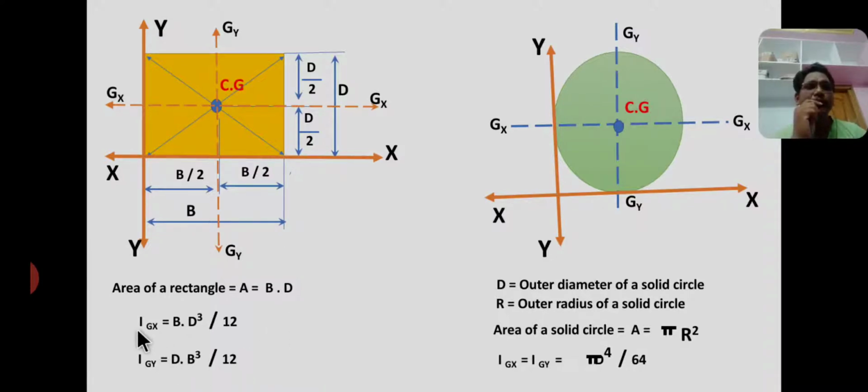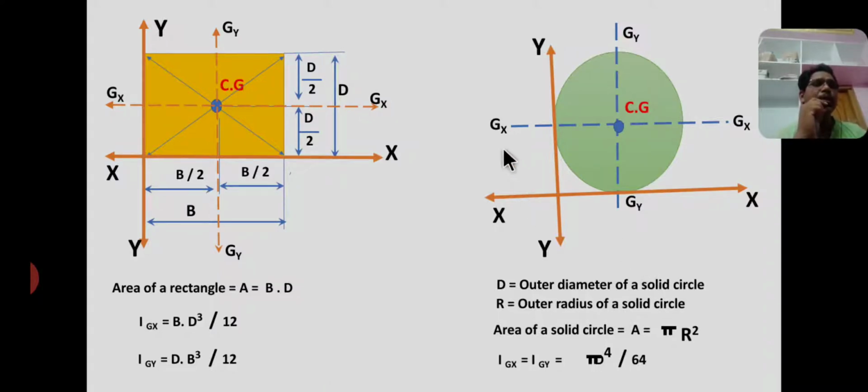So Igx, Igy are the area moment of inertia about the centroidal axes. That means about these axes. So area moment of inertia Igx about the gx axis equal to bd cube by 12. Okay, about the centroidal y axis Igy equal to db cube by 12, where b refers to base and d refers to depth. Okay, please remember this.